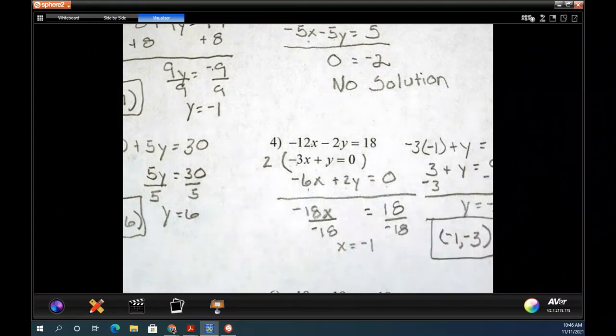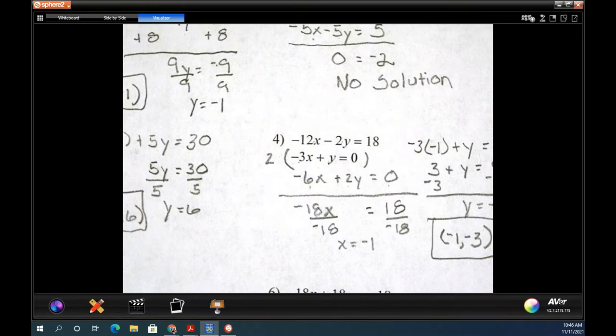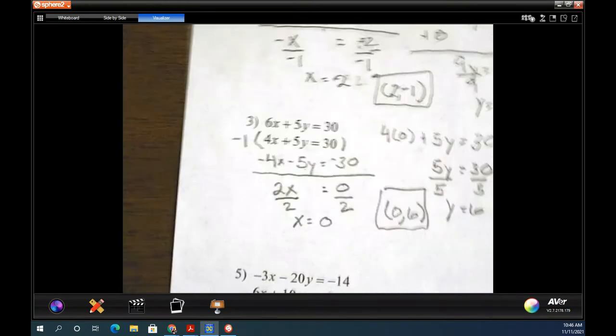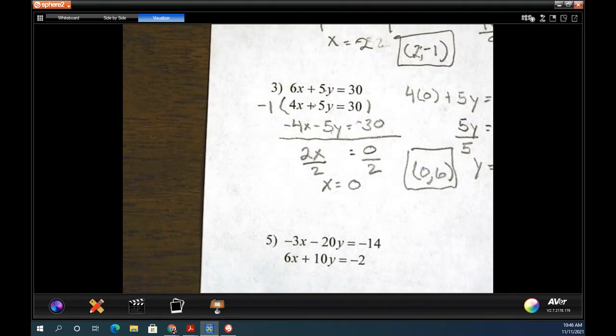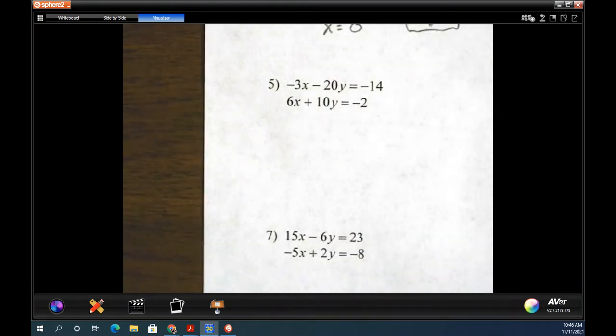So sometimes you get to multiply by -1, and the other times you've got to pick out a number. All right, you've got two choices here. Number 5, what do you want to get rid of, the x or the y?